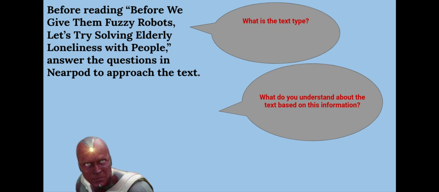Before reading Before We Give Them Fuzzy Robots, Let's Try Solving Elderly Loneliness with People, you're going to answer the questions in Nearpod to approach the text. What are the questions? What is the text type? And what do you understand about the text based on this information? You previously answered these questions in regards to the previous reading.